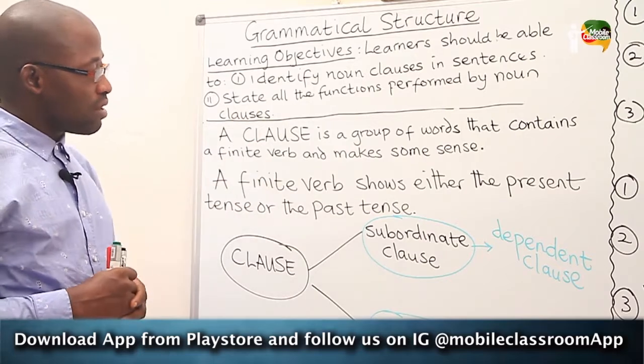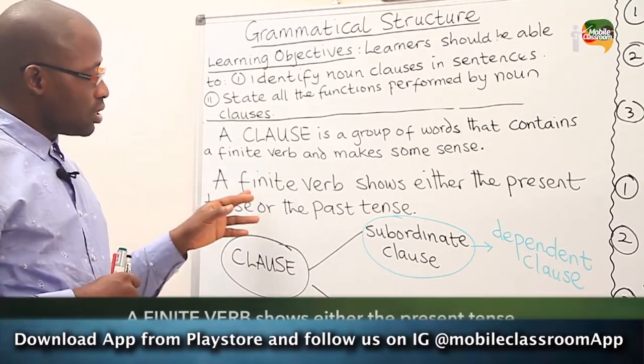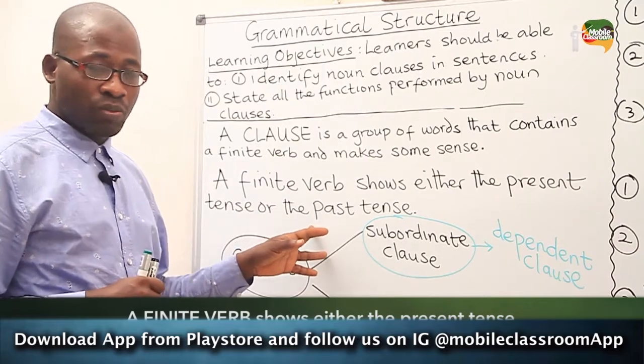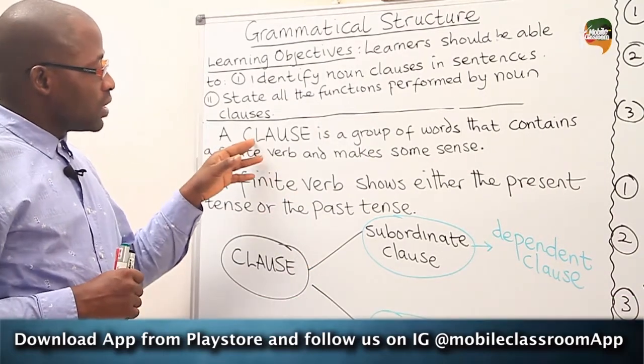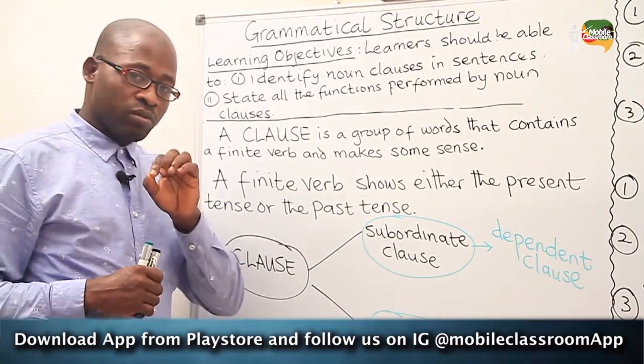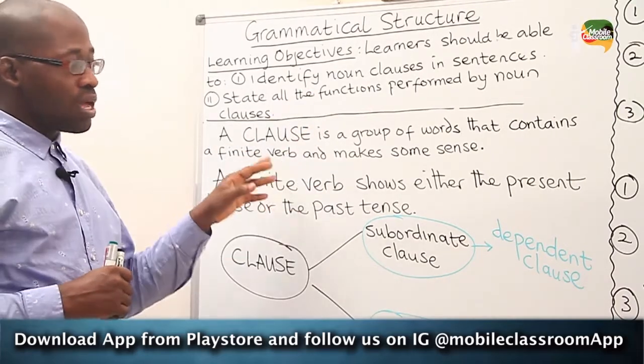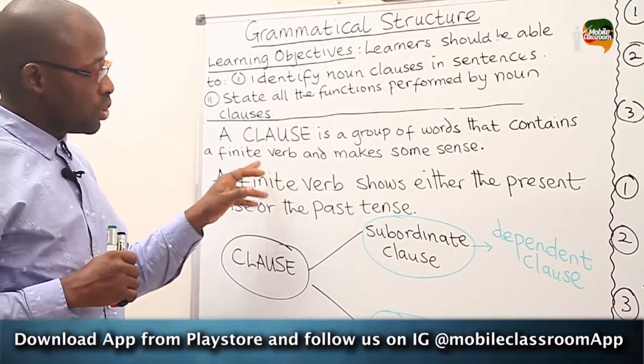Then what do you call the finite verb, as we have here? A finite verb shows either the present tense or the past tense. Now, what makes a clause is because it contains a finite verb. So when you have a group of words that doesn't have a finite verb, that definitely is not a clause.